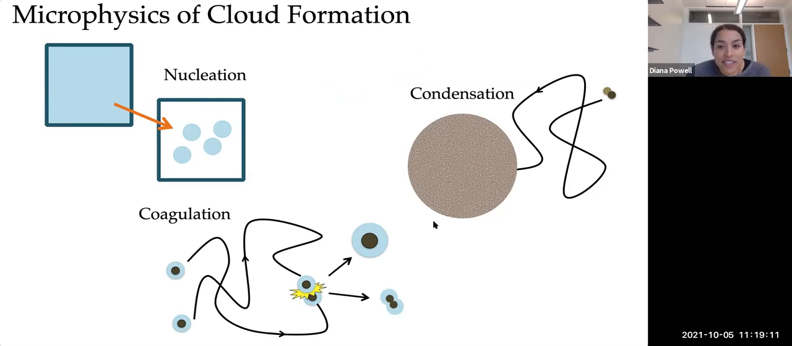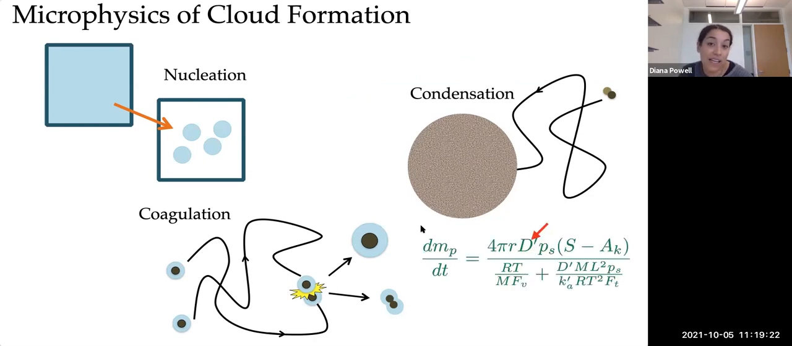Then condensation occurs when a condensable molecule diffuses along a path and interacts with a cloud particle, and condensational growth occurs. So this process is often limited by diffusion, so just the time it takes for the condensable molecule to reach the cloud particle.